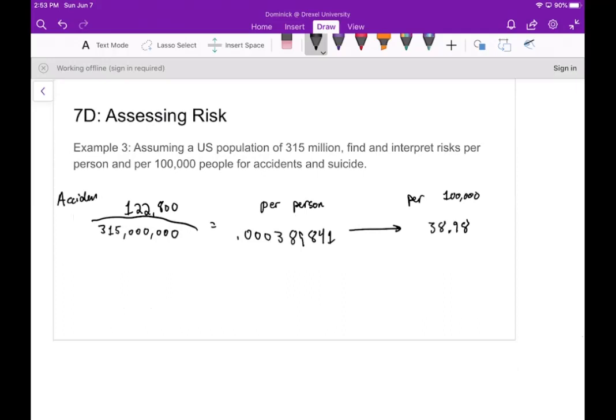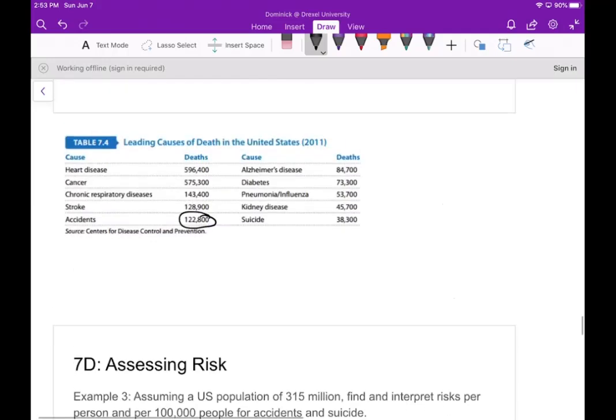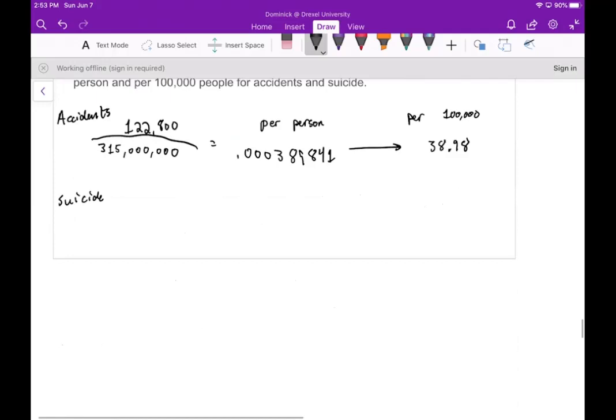And of course, for suicides, the same calculation. All right, nice joyful topic here, but nonetheless, so we have 38,300. And again, divided by 315 million. So if I do 38,300 and divide it by 315 million, we're going to get that per person, this is 0.000121587.